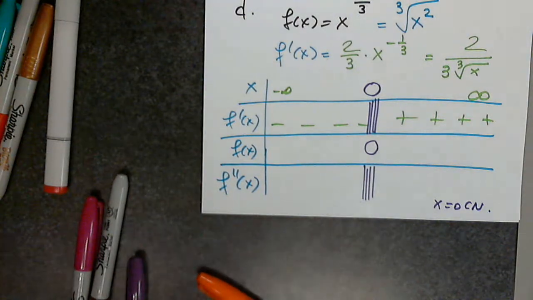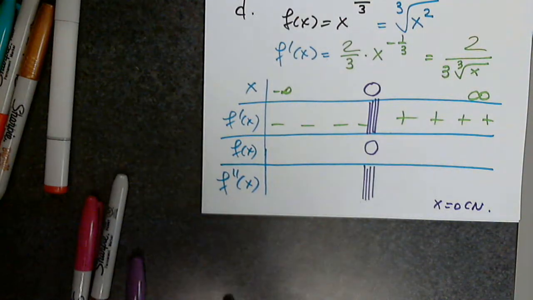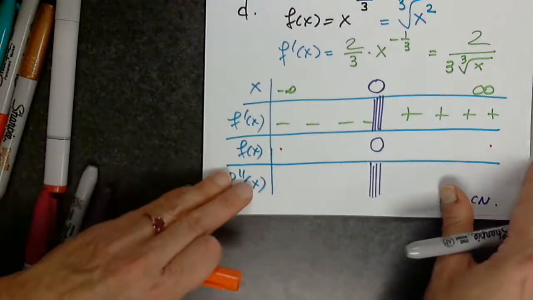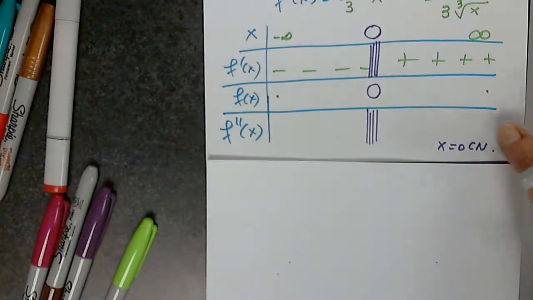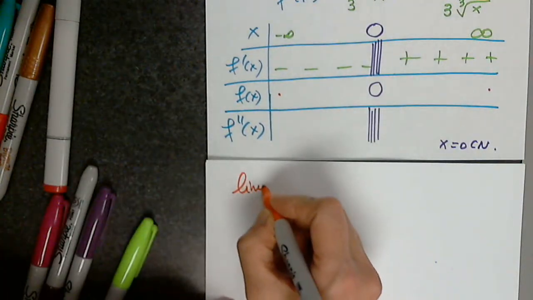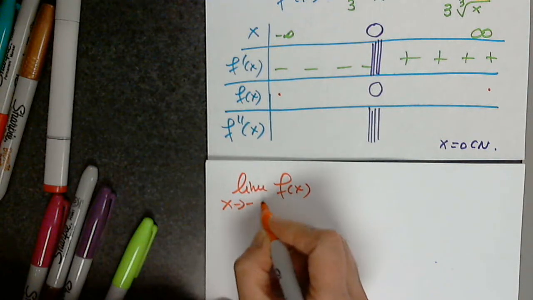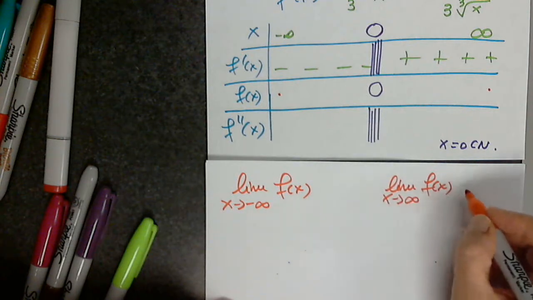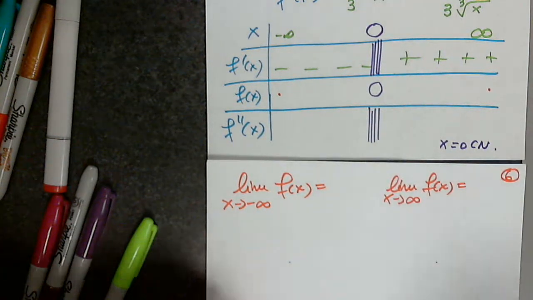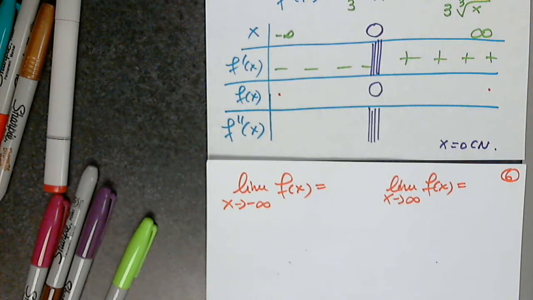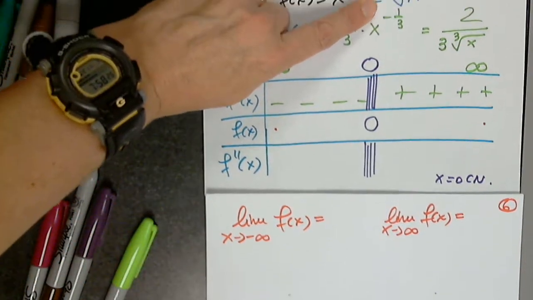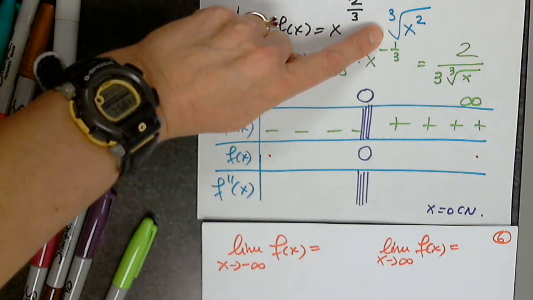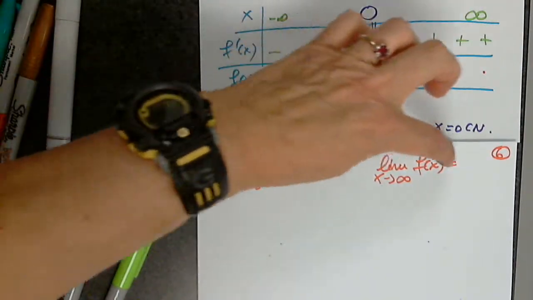Now, I need to find this. And I need to find this, which means you thought that the limits were gone. No. I need to find the limit of f of x when x approaches negative infinity. And I need to find the limit of f of x as x approaches infinity. Look at this function and plug in infinity and then plug in negative infinity, in any order you want, and tell me what are the limits here.